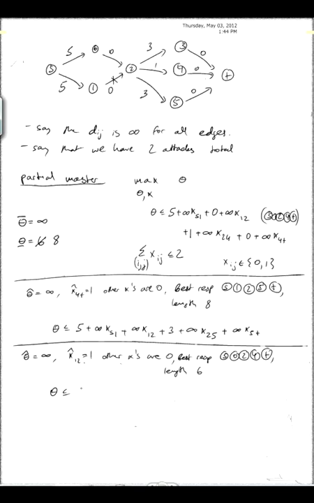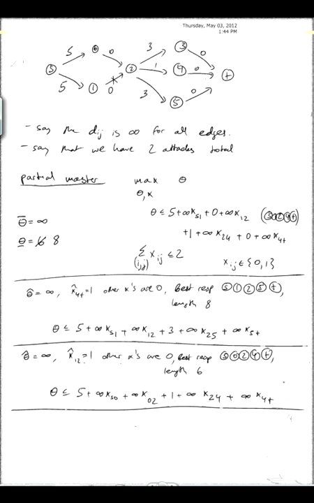So let's do that. That would be 5 plus infinity times XS0 plus 0 plus infinity times X02 plus 1 plus infinity times X24, and then plus infinity times X4T. So that completes our second time through the Benders loop.